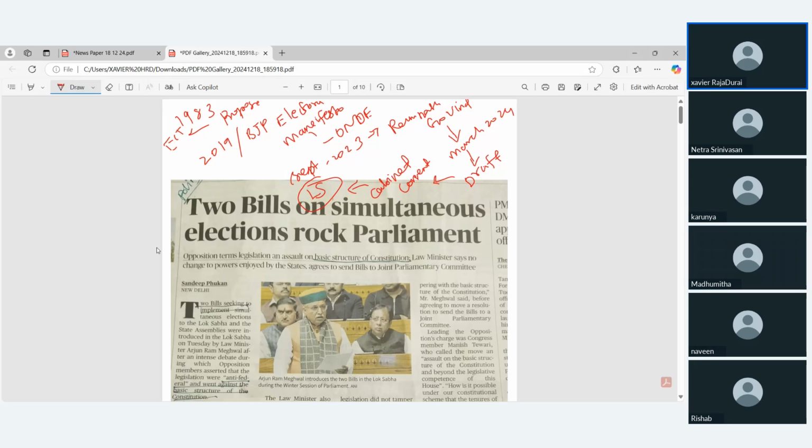If a person wants to become the PM, then he must have, his party must have 272 plus seats. ஆனா 272 சீட் வந்து அவங்களுக்கு கிடையாது. தனி மெஜாரிட்டி அவங்களுக்கு இல்ல. இவங்களுக்கு யார் சப்போர்ட் பண்றா?